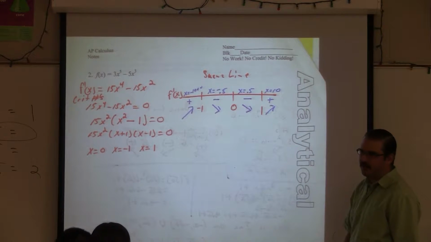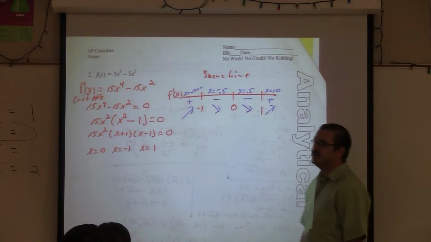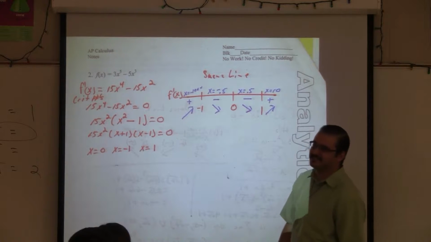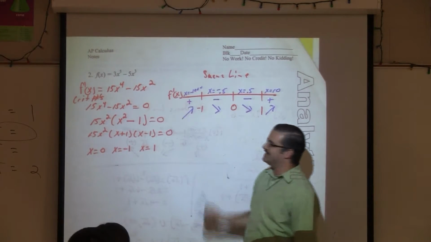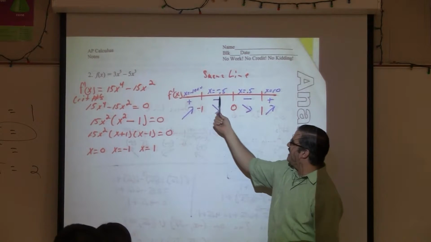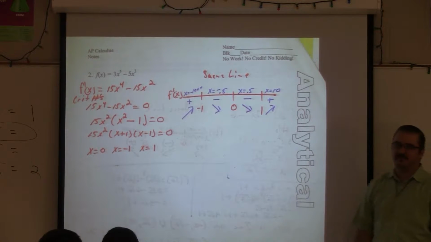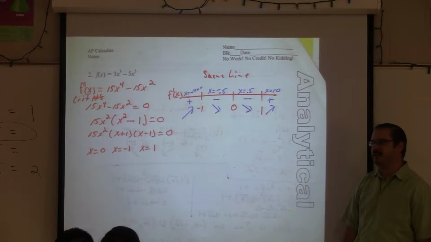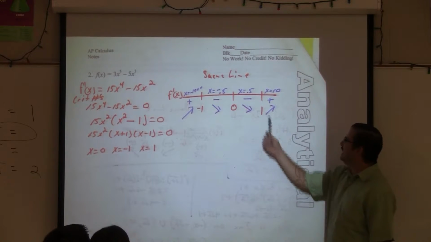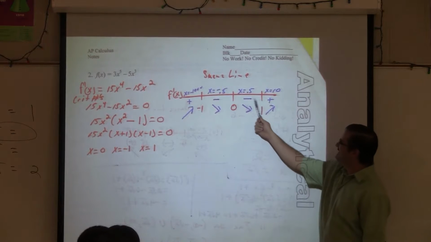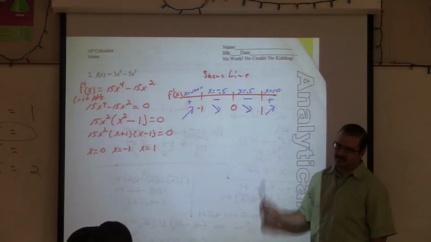At negative 1. Why? F prime of x goes from positive to negative. Do I have a minimum? Where do I have a minimum at? At 1. Why? F prime of x goes from negative to positive.